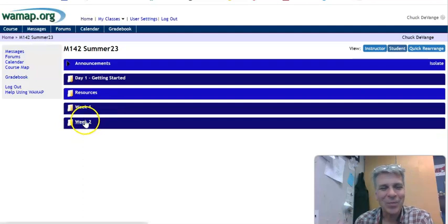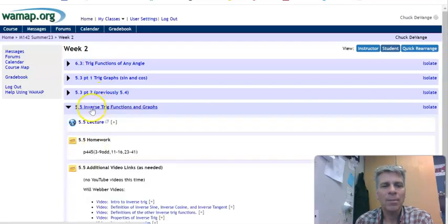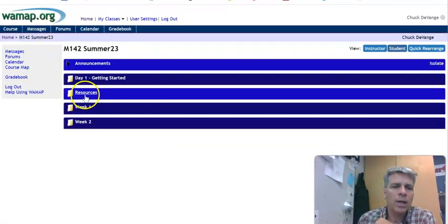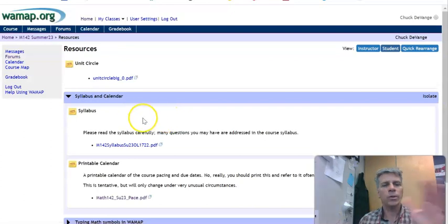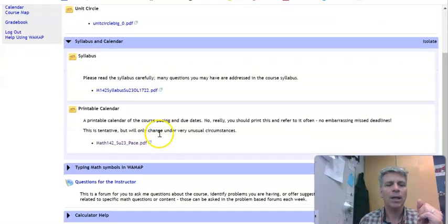Looking at week two, pretty similar, right? Here's the lectures with the assignment that goes with it. And then quizzes and forums that happen that way. So let's take a look at this thing that says resources. There are several pieces in here. Sometimes it's collapsed, sometimes it's not. And let's start with that syllabus.